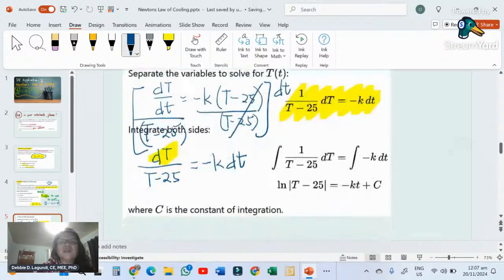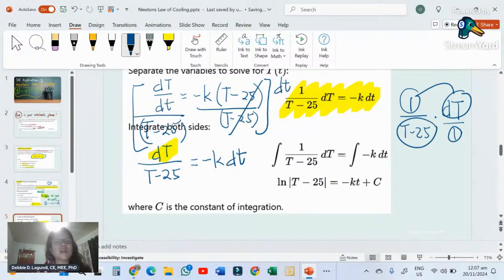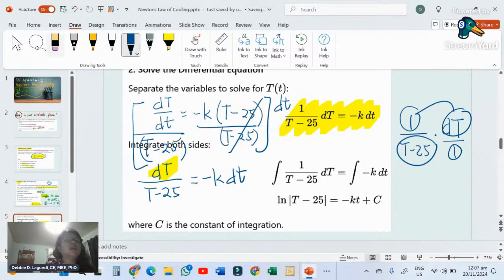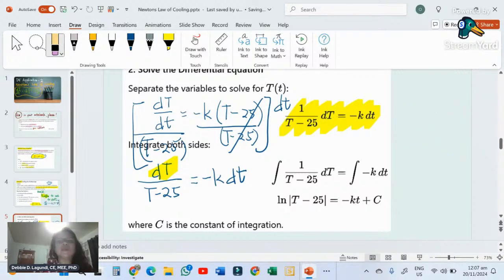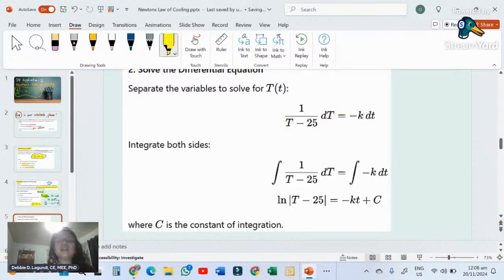One is the 1, I'll write it here, 1 over T minus 25 times dT over 1. If you multiply 1 times dT, you will have the dT as numerator. 1 times T minus 25 will be the T minus 25 denominator. Anyway, you have the recorded discussion so you can refer back to it later. So now we are clear on what this 1 over T minus 25 dT is equal to negative k dt is all about.